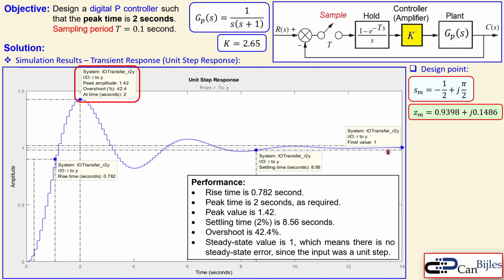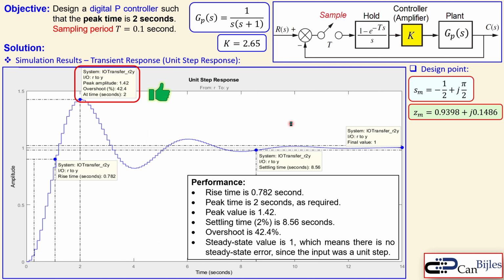That means there is no steady-state error in this problem. That is not really a surprise because we have an integrator here, which is a pole at the origin, so we will have zero steady-state error. The output will follow the input. So that means our design is complete, and we have achieved our goal for this specific problem.